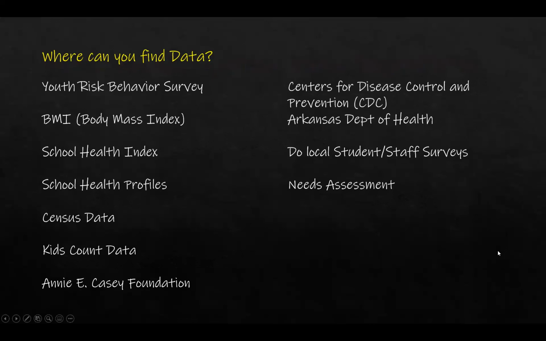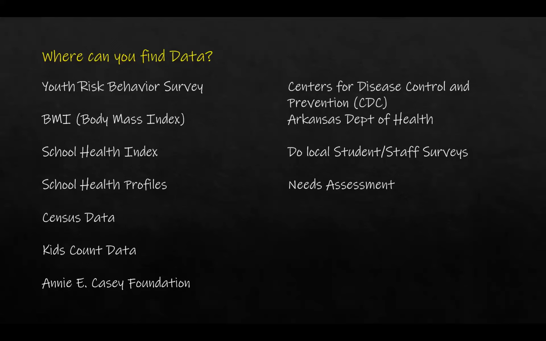Where can you find data? Well, there are several sources that you can find data. This is a small list compared to the potential of locating data sources. The Youth Risk Behavior Survey: Arkansas has a long history of doing the Youth Risk Behavior Survey, so there's a lot of trend data that's available. You can get Arkansas data, you can also get national data. If you just Google Youth Risk Behavior Survey, you can get all kinds of information.